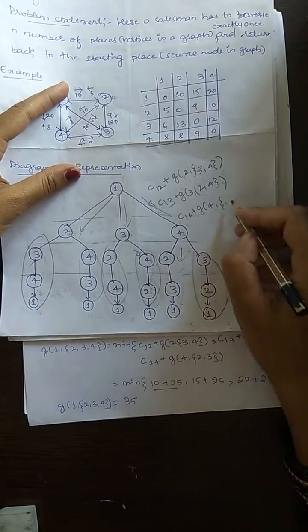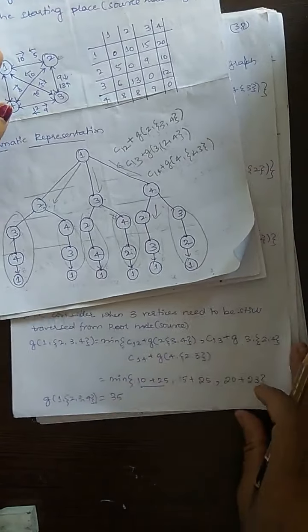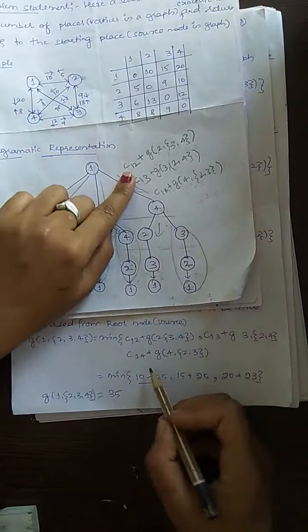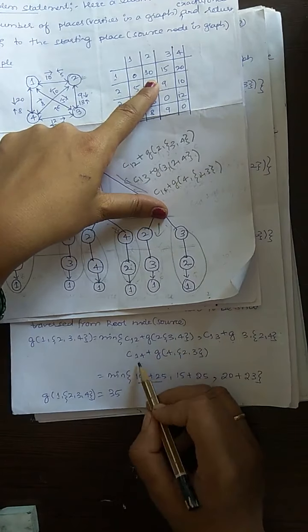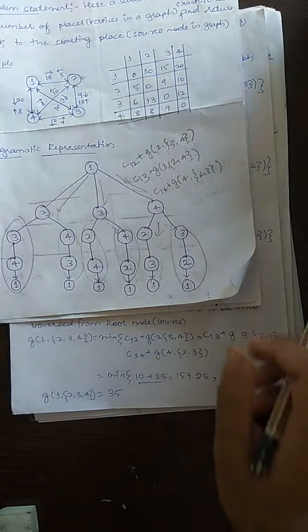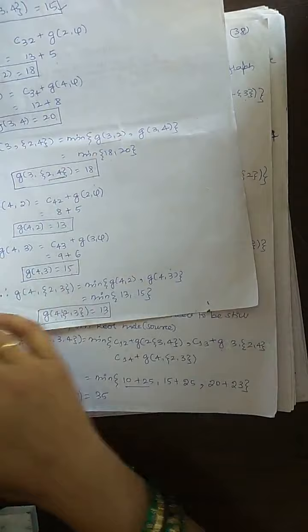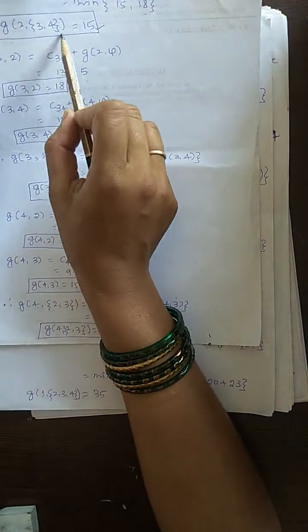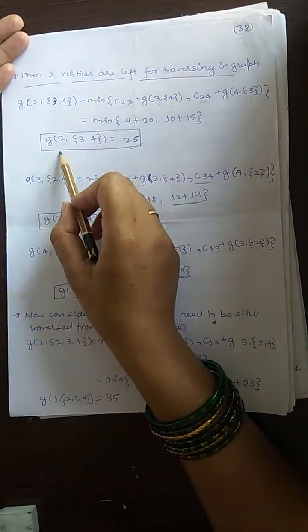How many are remaining? 2 and 3. 2, 3 is remaining. Let us substitute the same values. So what is 1 to 2 here? 1 to 2 is 10, plus G of 2 comma {3, 4}. We have already found this one. G of 2 comma {3, 4} is 15. So I have written it here.